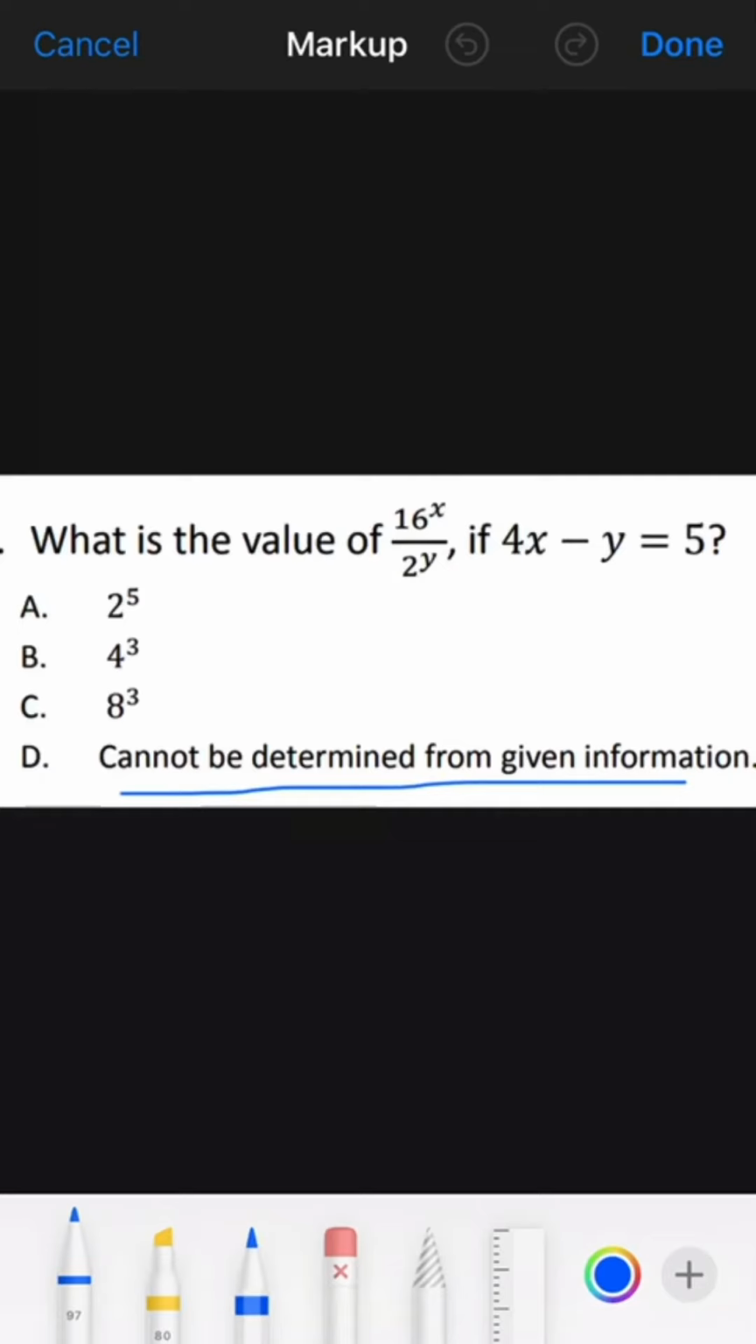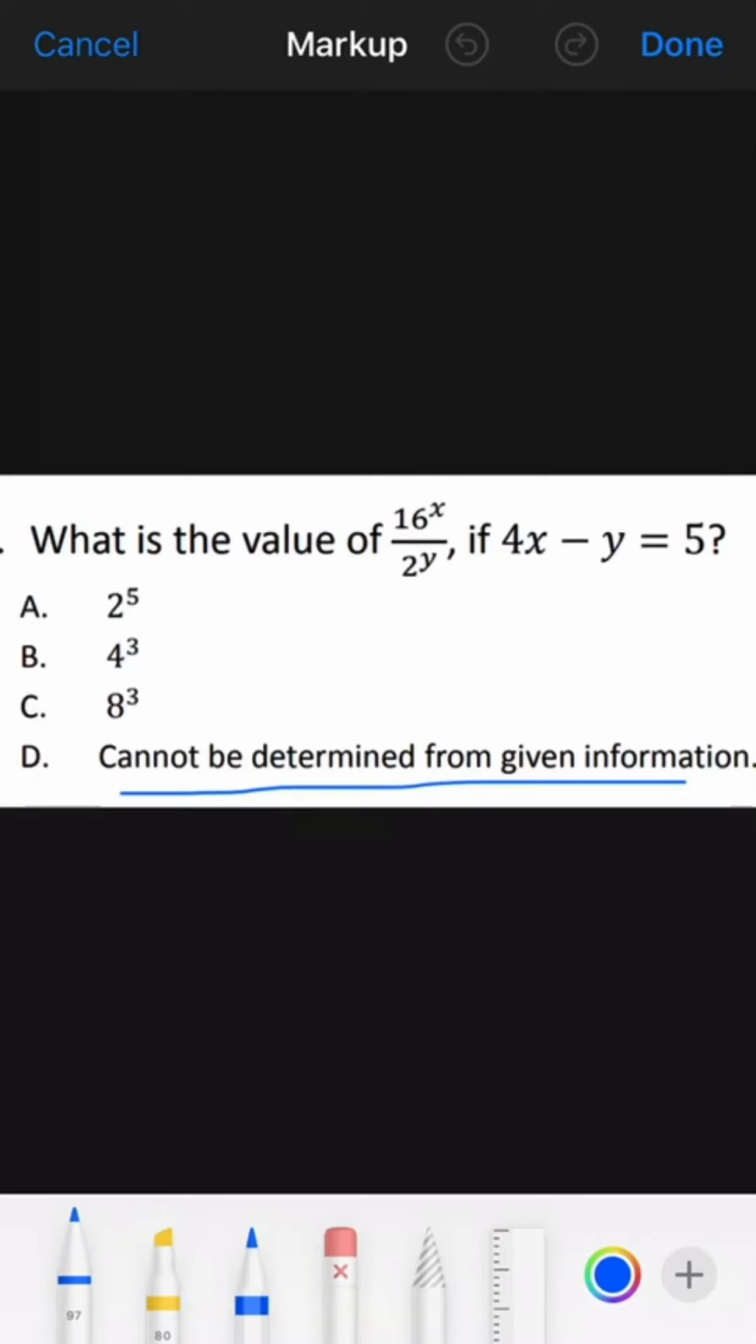Now, the first thing you want to do is look at your answer choices. We've got three answer choices here that are in the form of some number to the power of another number. So we want our answer to look like that. If we come up with just a number itself, then we've done something wrong.